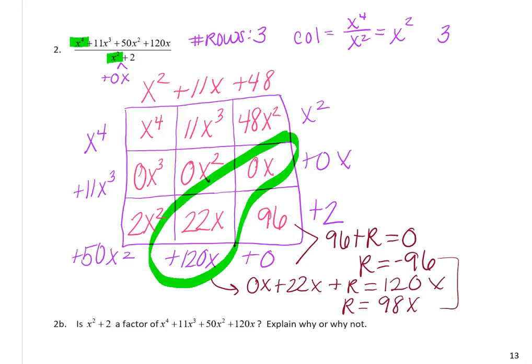So when I account for that in my answer, the quotient plus the remainder divided by the divisor, I'll do plus 98x minus 96 divided by our divisor, x squared plus 2. And again, because we did get a remainder, I know that x squared plus 2 is not a factor of this 4th degree polynomial. If the remainder was 0, then I could say that it was, in fact, a factor.